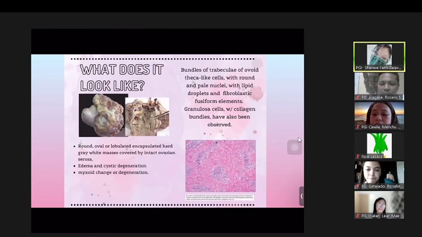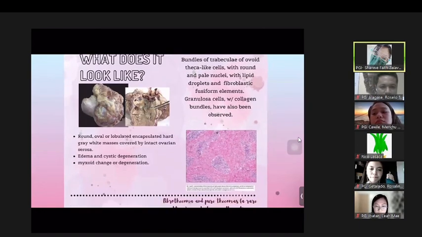For its histologic examination, microscopically, fibrothecomas are composed of intermingling bundles or anastomosing trabeculae of ovoid thecal cells with round and pale nuclei containing lipid droplets and fibroblastic fusiform elements. Granulosa cells separated by collagen bundles have also been observed. Next slide.